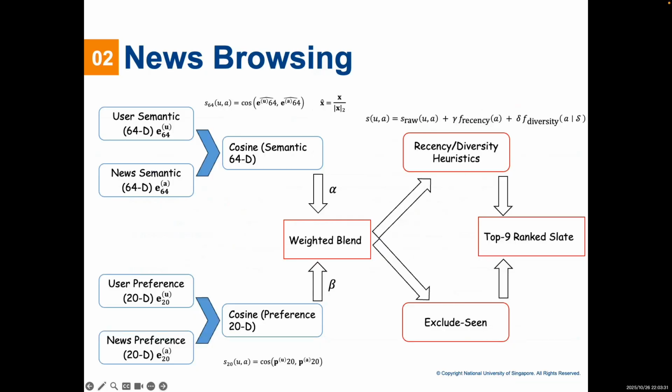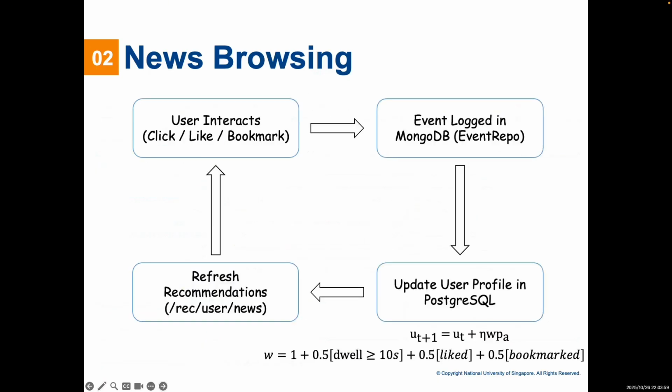The recommendation engine applies a dual vector weighted scoring mechanism. It computes cosine similarity in 2 spaces, the 64D space and the 20D space, and blends them using tunable weights. Additionally, a heuristic removes recently seen articles and balances recency with diversity, producing a ranked slate of 9 personalized news items for each user.